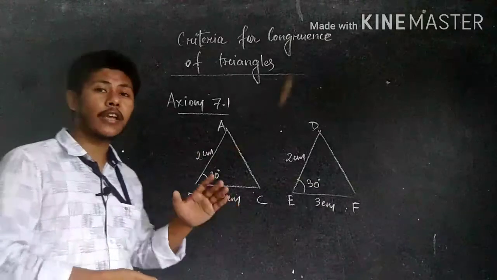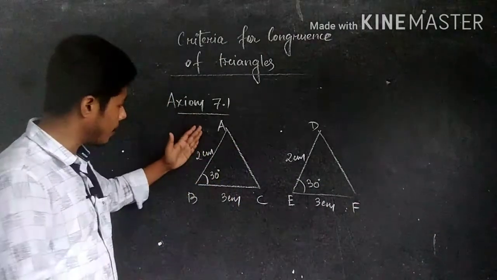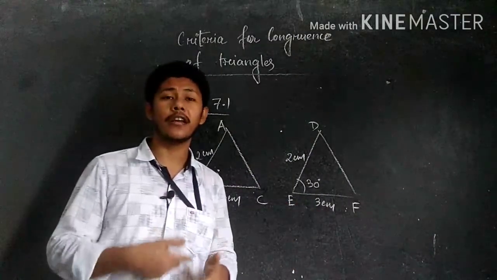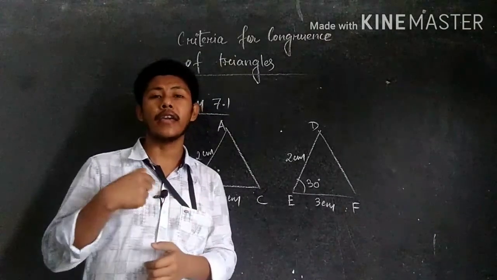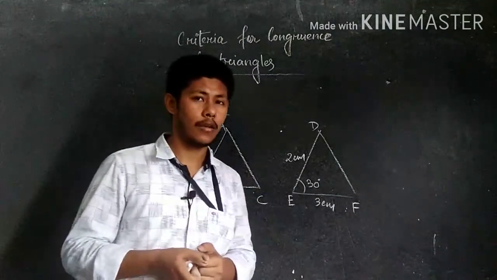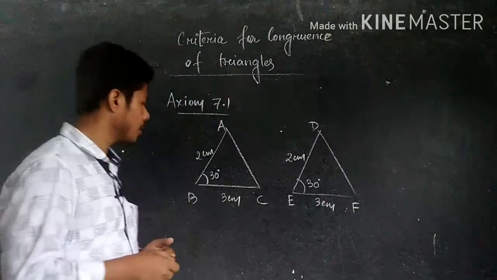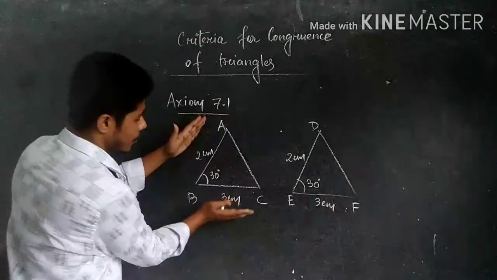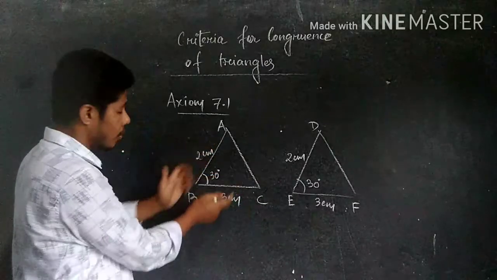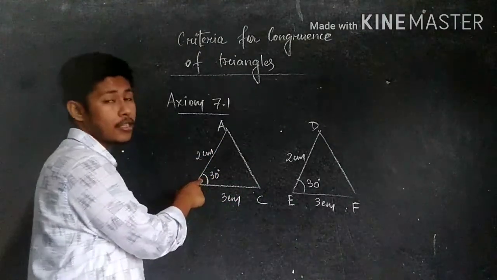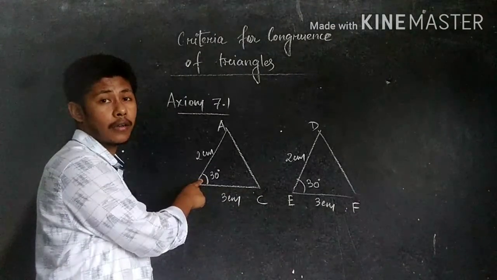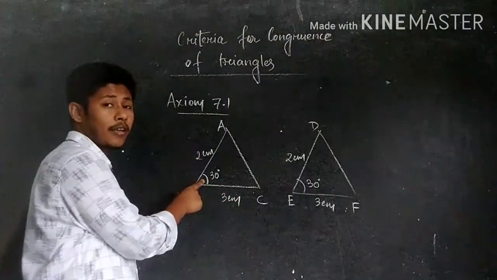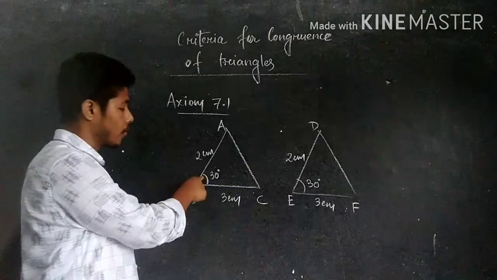If two sides of a triangle are equal, that means AB is equal to DE as well as BC is equal to EF, that means if two sides are given equal and the included angles are equal. Remember the included angles. So what is the meaning of included angles? AB is here, and BC is here. In between these two, the angle whatever we get is known as included angle. Is it clear? AB side is here, BC side is here. In between these two, the angle is 30 degree. So that's why it is known as included angle.